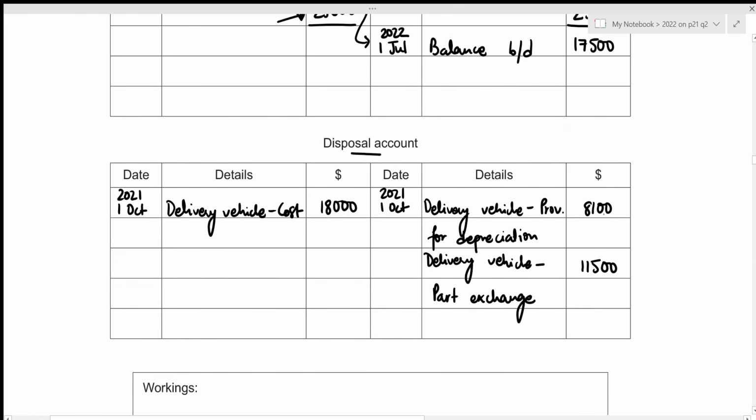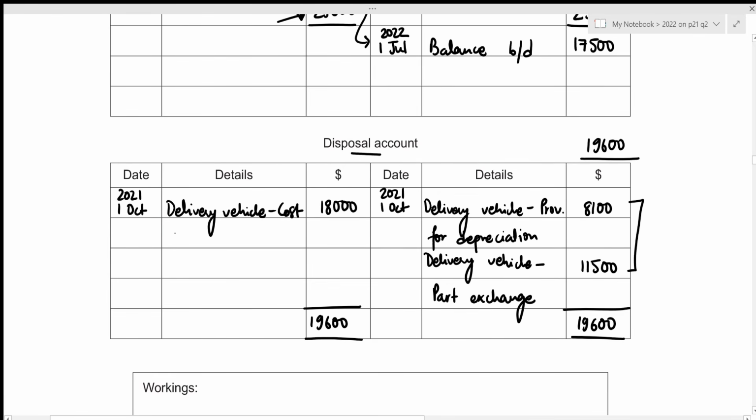Now we need to compare both sides in order to figure out which one is the heavier side and to see if there was a profit on disposal or a loss on disposal. We can see that the total for the debit side is 18,000 and the total for the credit side is the sum of these two amounts. That's 8,100 plus 11,500, which results in the value of 19,600. So we can see that the credit side is heavier, which means that the balancing figure should be adjusted on the debit side. So the total will be that of the heavier side, that's 19,600, on both sides.